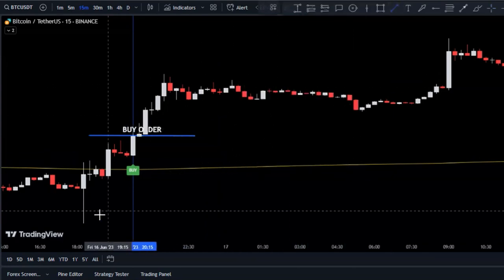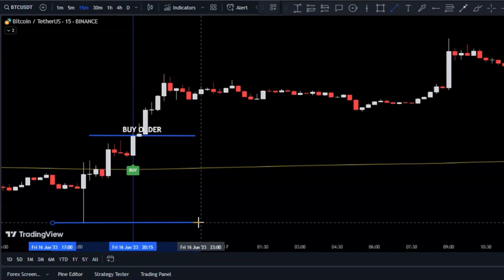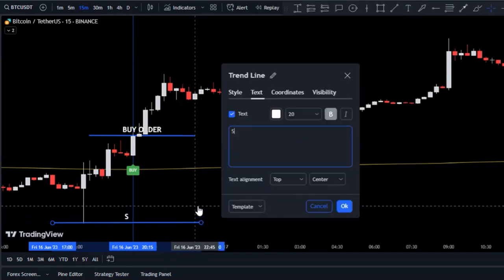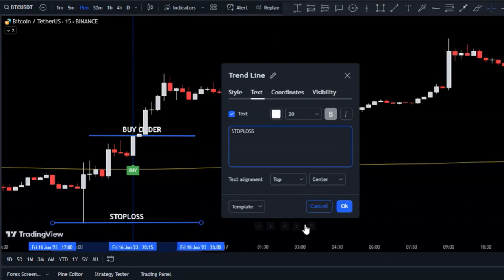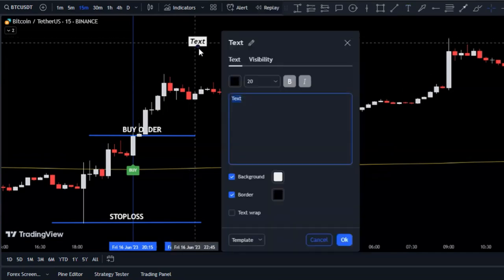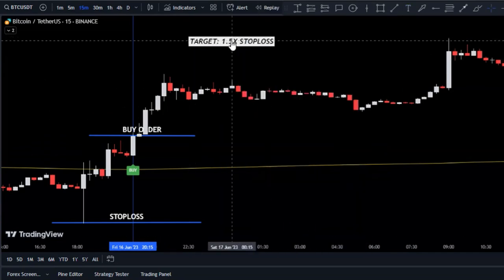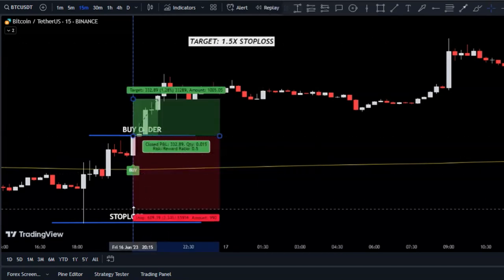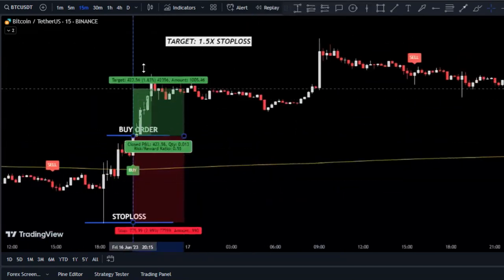And for effective risk management, it's important to set a stop loss for your trade. One of the recommended levels for a stop loss is often the recent swing low. And to ensure a good risk-to-reward ratio, aim to exit the trade with a profit at a ratio of 1 to 1.5 in comparison to your risk.